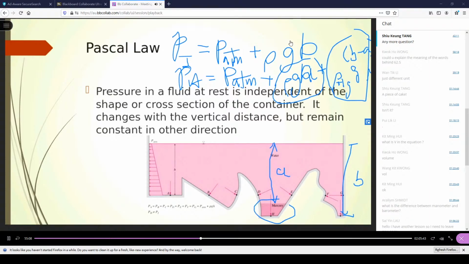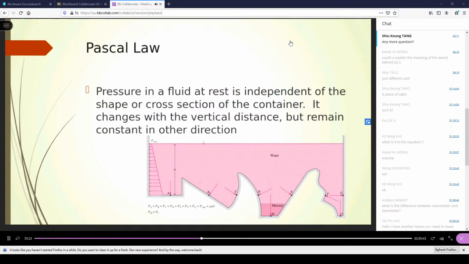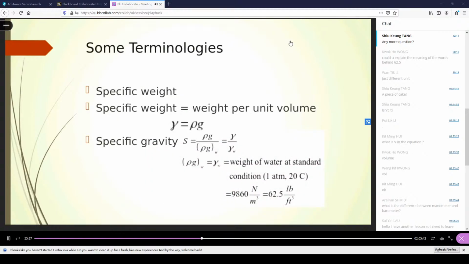So Pascal's law is very straightforward. If you have the hydrostatic equation, you have explained Pascal's law already. It could be really complicated at the moment, so we go to see some examples. Let's cover some terminology first before we go to some examples.